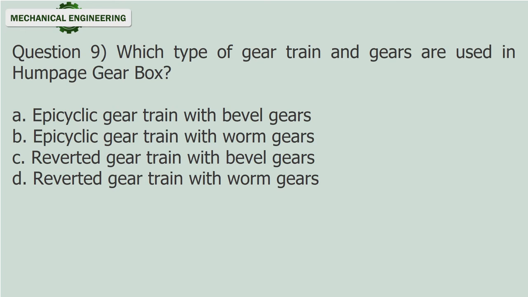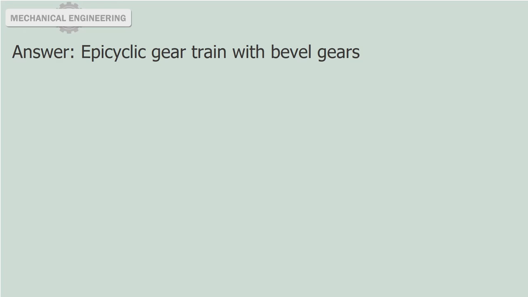Question 9. Which type of gear train and gears are used in Humpage gearbox? A. Epicyclic gear train with bevel gears. B. Epicyclic gear train with worm gears. C. Reverted gear train with bevel gears. D. Reverted gear train with worm gears. Answer: epicyclic gear train with bevel gears.